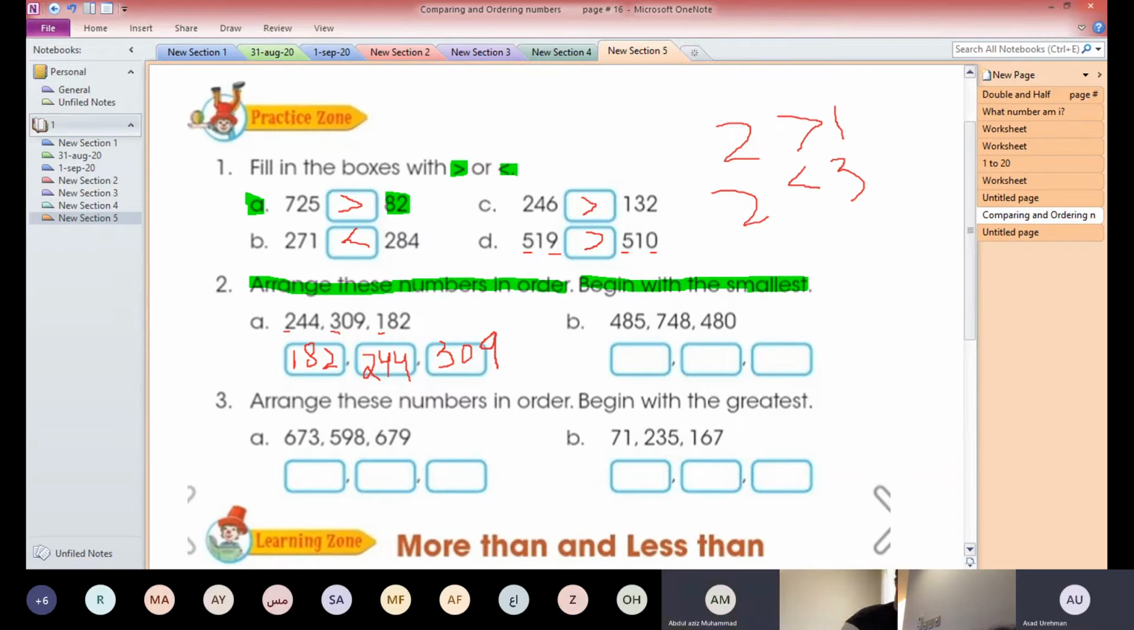Very good. If you did it, then wait for other students to complete it.